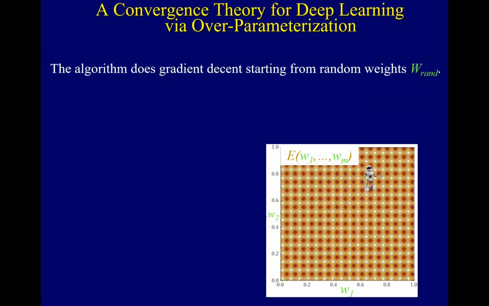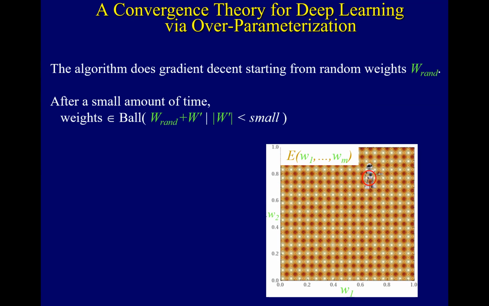All right, so what's the algorithm? As I said already, you start in a random place, and you only run a little bit of time. So we're within this ball. Here are the random weights. We add some change to it that's very small, and we're within this ball, right?